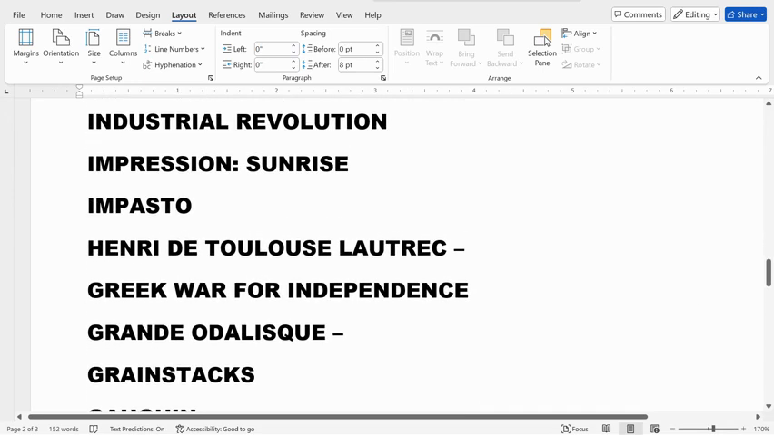The Industrial Revolution is on the test. You should know the difference between the Industrial Revolution and the American Revolution and the Revolution of 1830 and the Greek War for Independence. Know the difference between those. That painting, Liberty Leading the People, where she's going up over that, is painted for the Revolution of 1830.